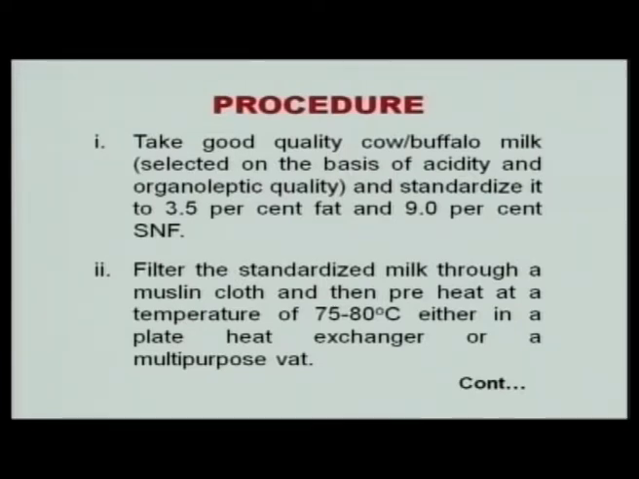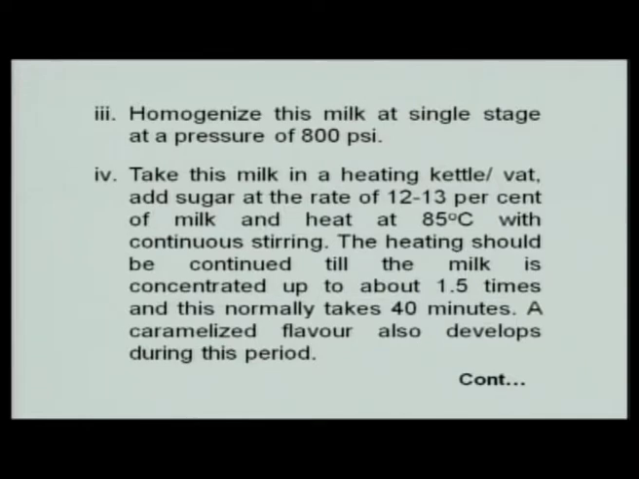Now, filter the standardized milk through a muslin cloth and then preheat to 75 to 80 degrees centigrade, either in a plate heat exchanger or multipurpose vat. Now, this is homogenized. As we know, the milk should be homogenized, and before homogenization the temperature should be around 65 degrees centigrade, mainly to inactivate the lipase enzyme.